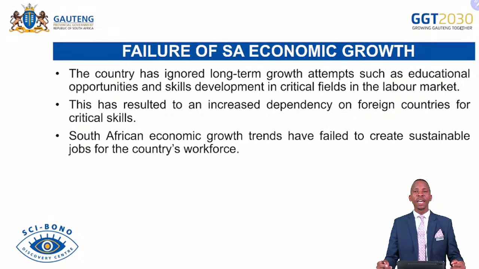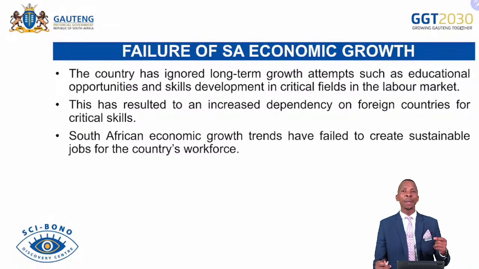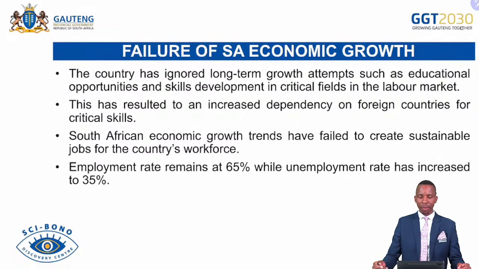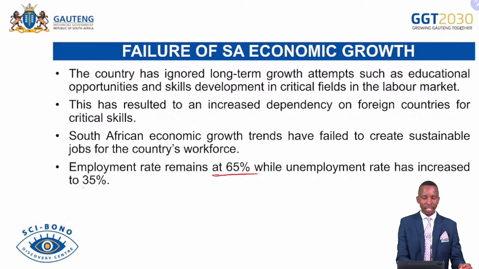So that means the economic growth that we achieve should be doing what? It should create opportunities for those people that are unemployed, for those people that are marginalized in the economy. The employment rate remains at 65%, while unemployment remains at 35% as we speak right now.